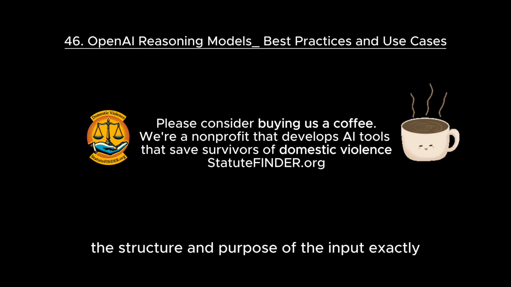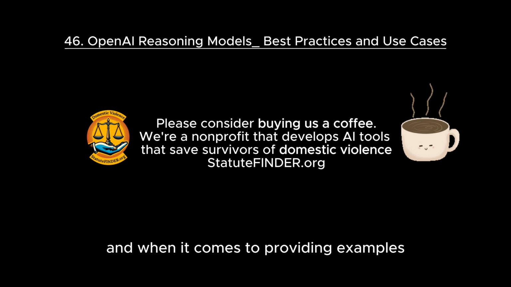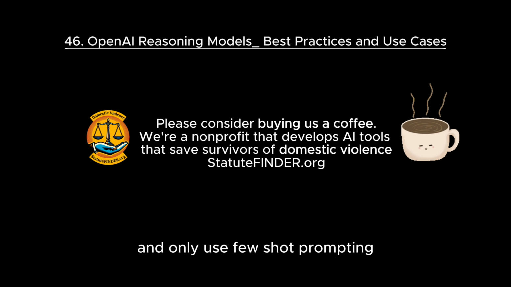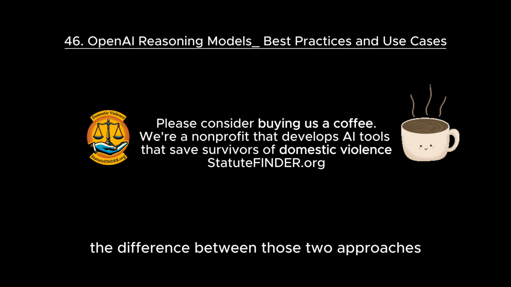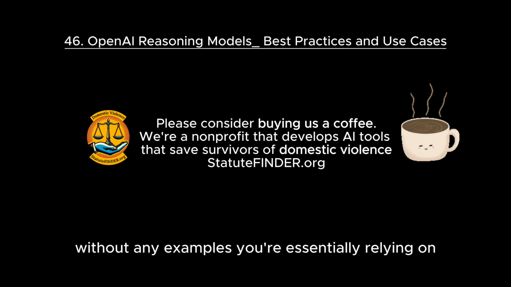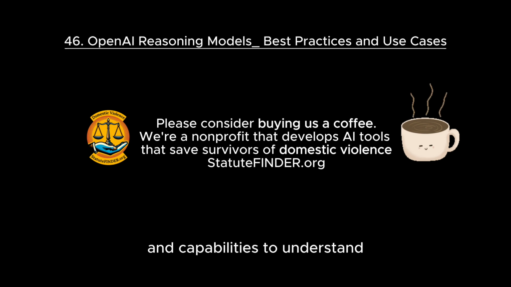So it's like providing a roadmap for the model to follow, making it easier to understand the structure and purpose of the input. Exactly. And when it comes to providing examples, the general advice is to start with zero-shot prompting and only use few-shot prompting if absolutely necessary. Can you explain the difference between those two approaches? Zero-shot prompting means giving the model a task without any examples. You're essentially relying on the model's existing knowledge and capabilities to understand and complete the task.